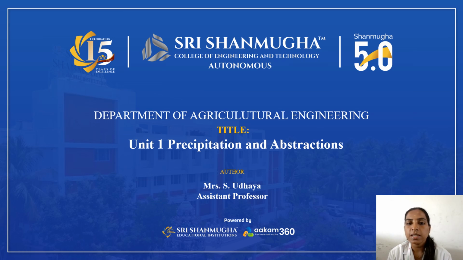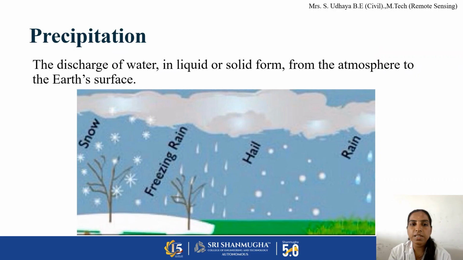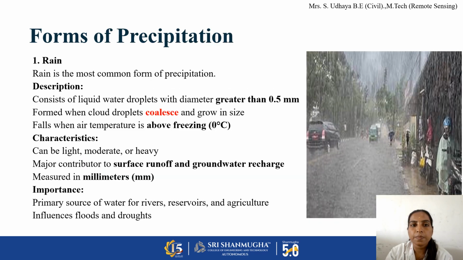In this lecture, we are going to discuss the topic precipitation, types of precipitation and different forms of precipitation. Okay, so let me explain what is precipitation. So precipitation is nothing but any form of water that is coming from the atmosphere to the earth surface. Whether it may be liquid form or solid form or in vapor state, the discharge of water coming from the atmosphere to the earth surface, that is called precipitation.